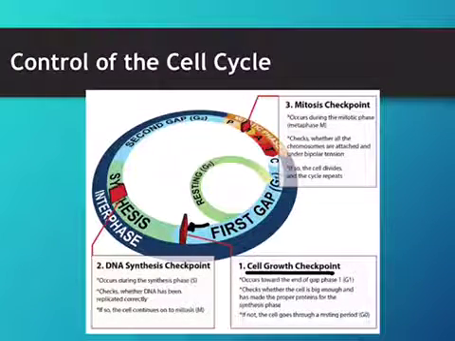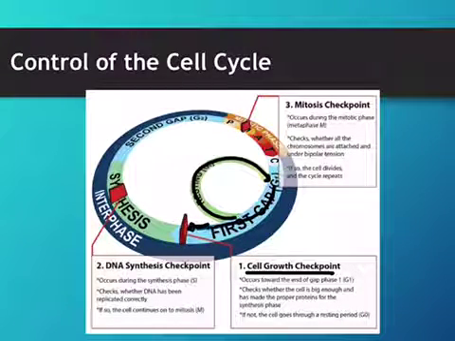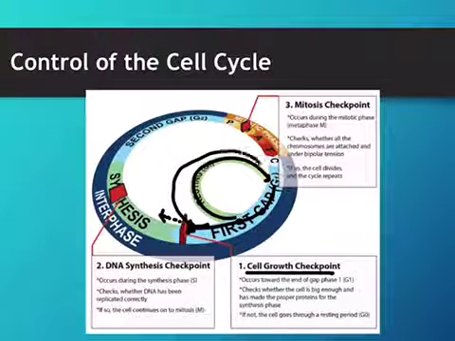This is going to check whether the cell is big enough and if it has made enough proper proteins for the synthesis phase. If the cell is not ready to go into the synthesis phase, it's going to loop back through this resting phase and then re-enter the first gap phase. And then it could hit this checkpoint again, and this checkpoint could say, yep, you can proceed, or nope, go back into that resting phase and try again.